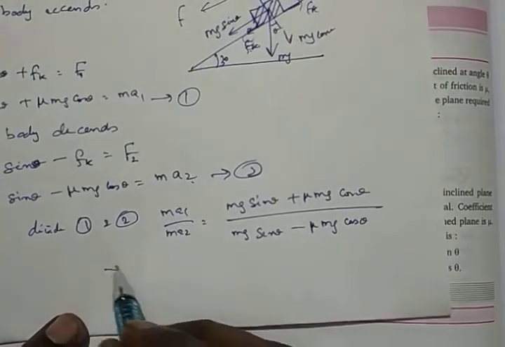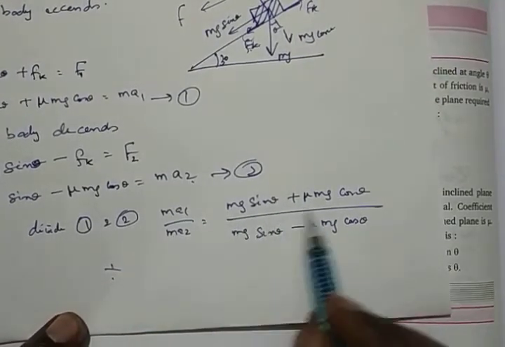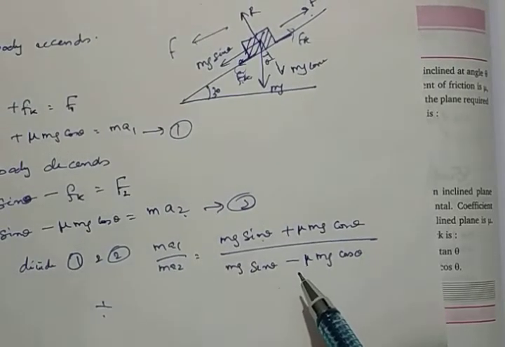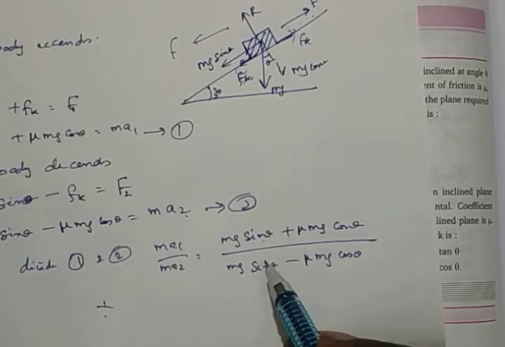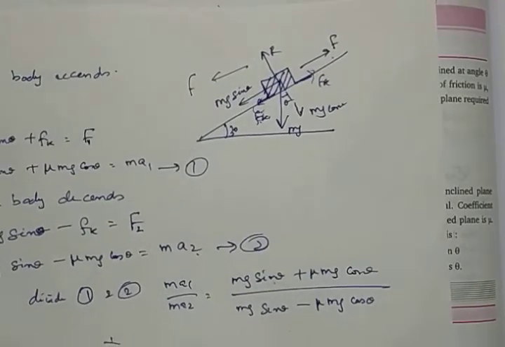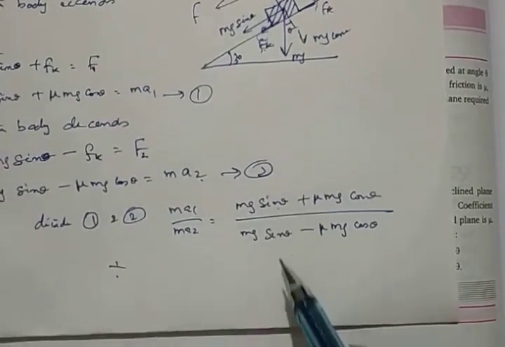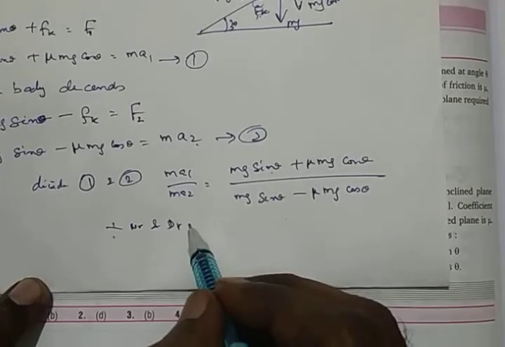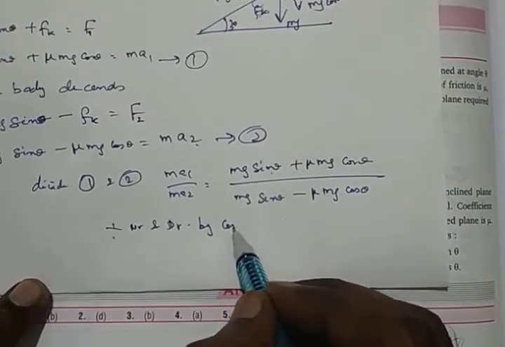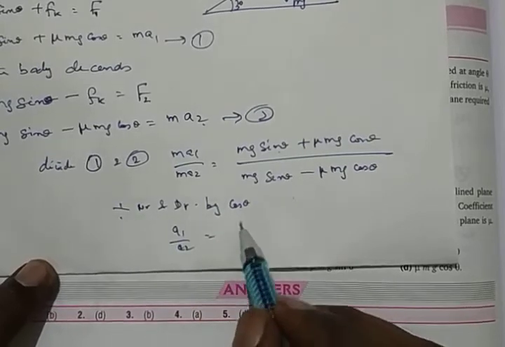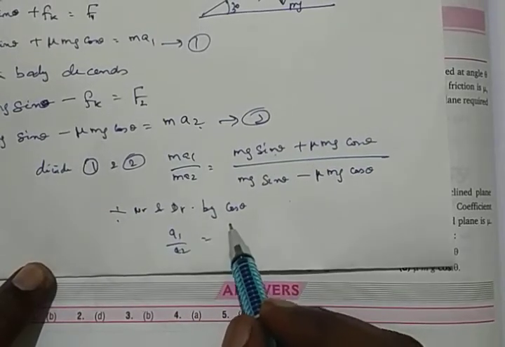The next line is to divide this, numerator and denominator, by sine theta itself, or you can divide it by cos theta. Anything you can put, then you will get the answer here. So we'll write: divide numerator and denominator by cos theta. So a1 upon a2 is going to be equal to, so mg.